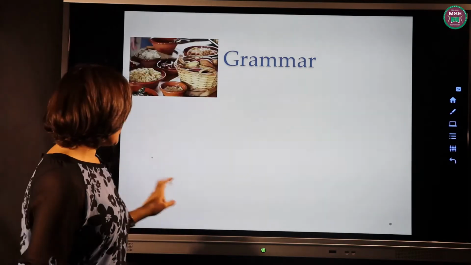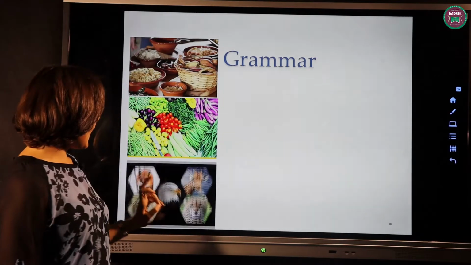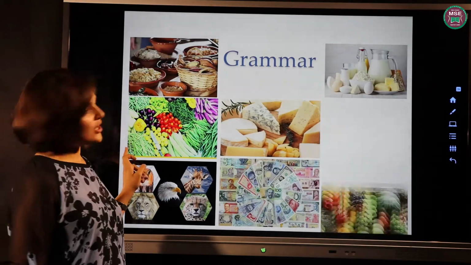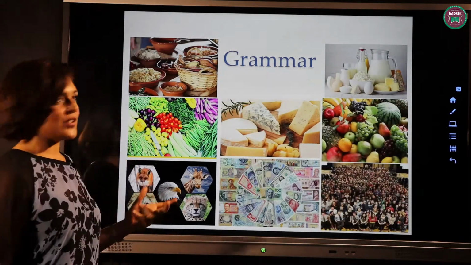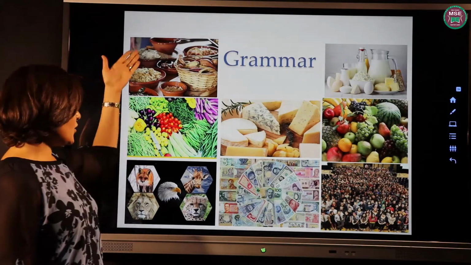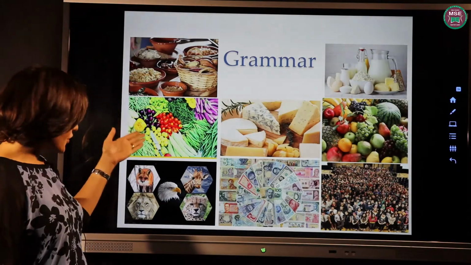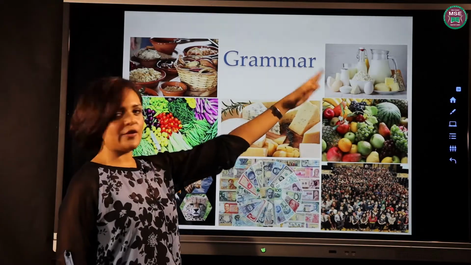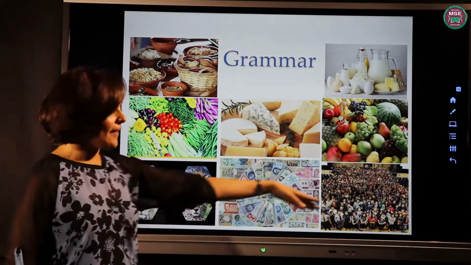I want to ask you about these pictures. Here we have many different pictures for many different nouns in English. Of course you know all these things. Here we have bakeries, vegetables, animals, fruit, dairy products, cheese, and people.